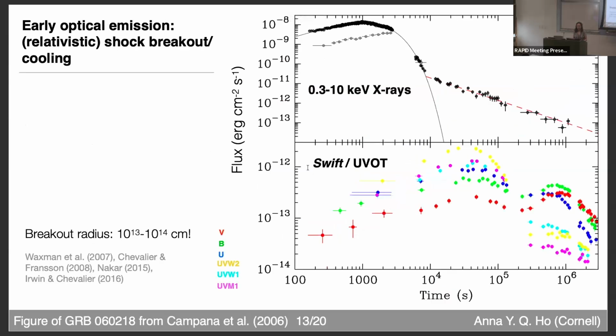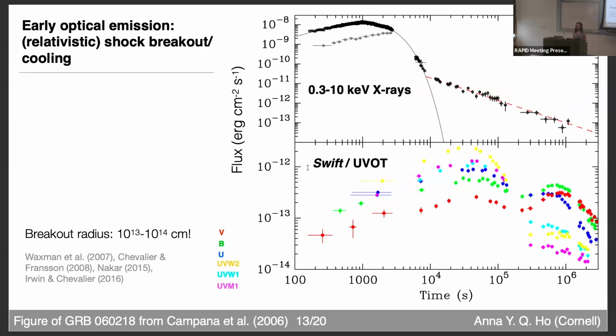One of the most famous examples was GRB 060218 associated with supernova 2006aj. And one of its distinguishing characteristics was this early flash, which started in the soft X-rays, as you can see in this figure, and then as it cooled, passed into the UV and optical bands. This has been widely interpreted as a relativistic shock breakout event.